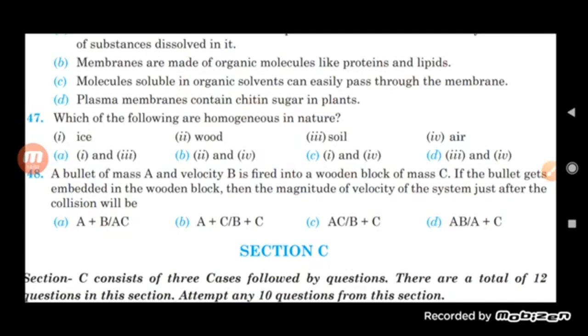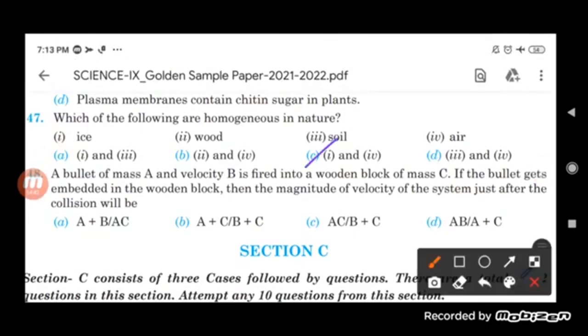While wood is a heterogeneous mixture. Soil is also a heterogeneous mixture consisting of different kinds of particles, with different sizes present there. Then air is there, students, which is a homogeneous mixture in which different kinds of gases are present. So the answer will be the first one and the fourth one. According to the given options, C will be the correct one, first and fourth. This is the correct option.